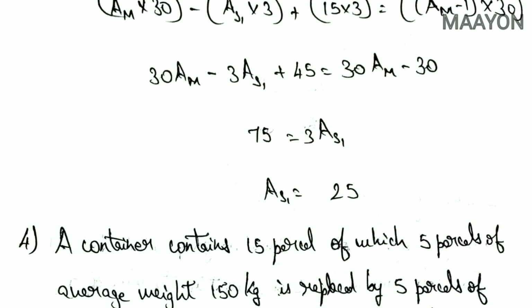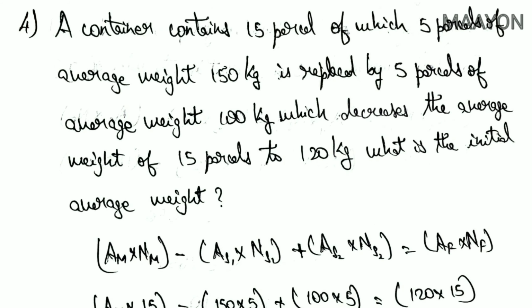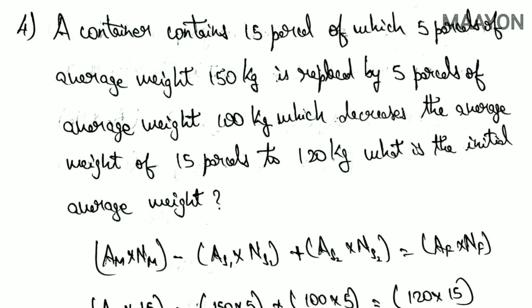Then moving on to the fourth type. A container contains 15 parcels, of which 5 parcels of average weight 150 kg are replaced by 5 parcels of average weight 100 kg, which decreases the average weight of the 15 parcels to 120 kg, which is the final average weight. Then framing the equation: average of main group into number of terms in the main group, subtracted by average of subgroup 1 into number of terms in the subgroup, plus average of subgroup 2 into number of terms in subgroup 2, equals average of final group into number of terms in the final group.